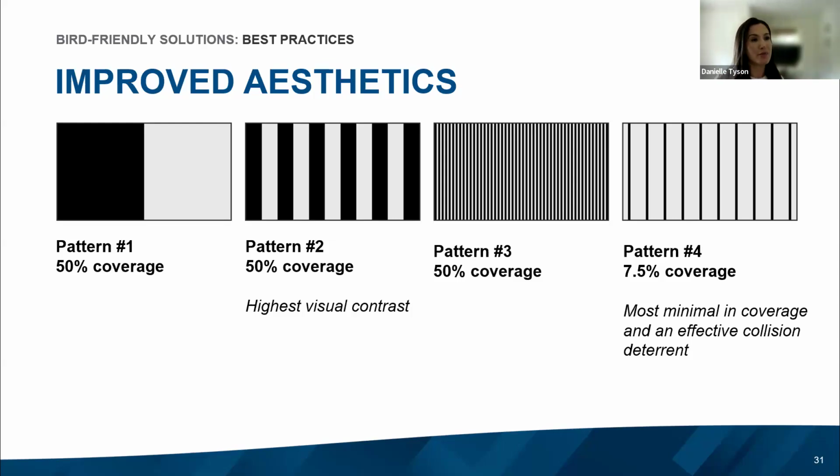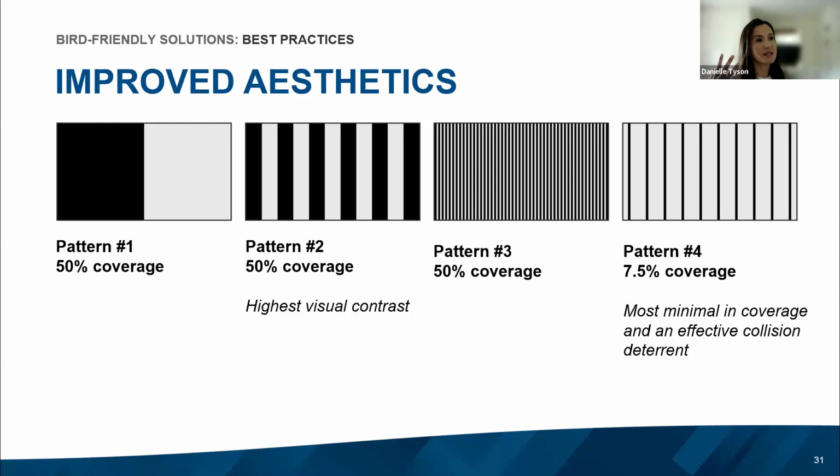Let's jump over to pattern number three. Still 50% coverage, but really small deterrent size and minimal spacing. Again, it could potentially be viewed as a solid when looking at it on an angle, and it's not creating enough contrast versus pattern two, also 50%, but they've established that high visual contrast. It's very clear that the stripes are there because they're adequate size with adequate spacing. But 50% coverage is really significant and typically undesirable.